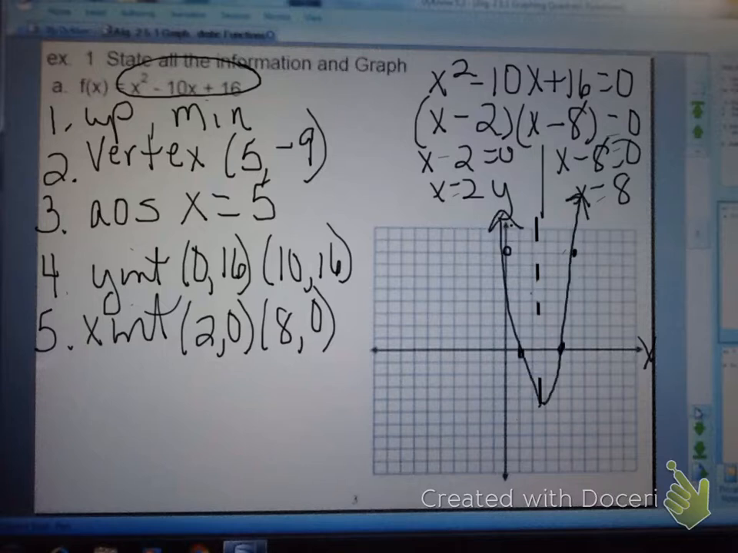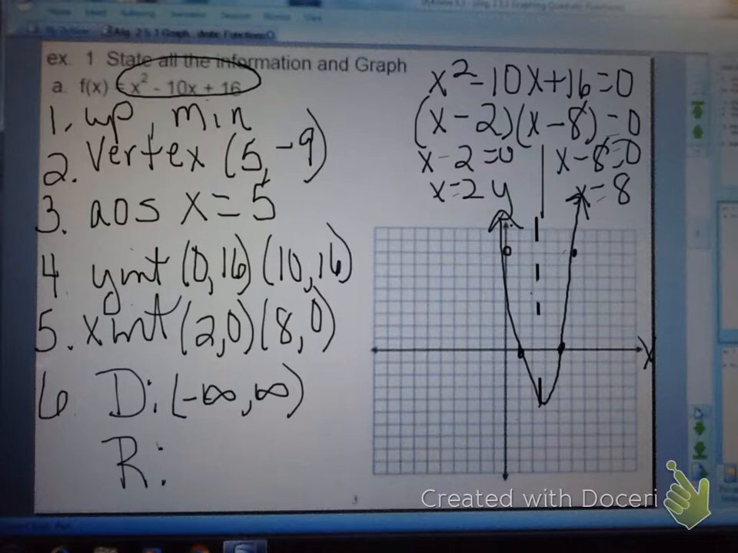Now it's a little challenging doing this on the computer. It's not a really good curve. You have a better chance of doing it on your graph paper. Step 6 is state the domain and range. The domain is all real numbers, or negative infinity to positive infinity.